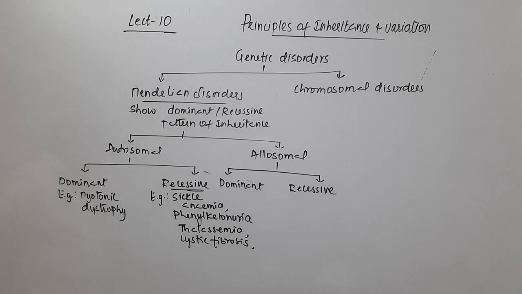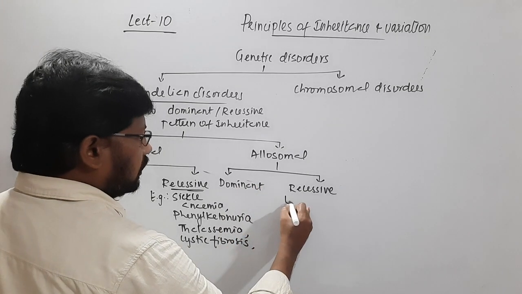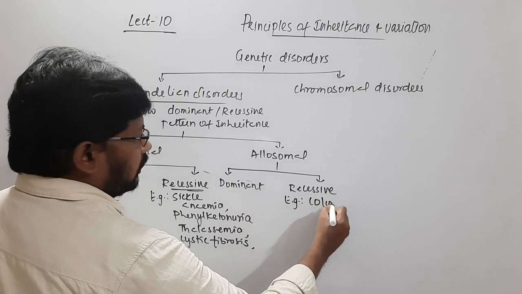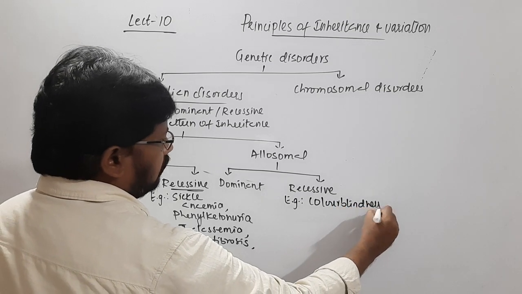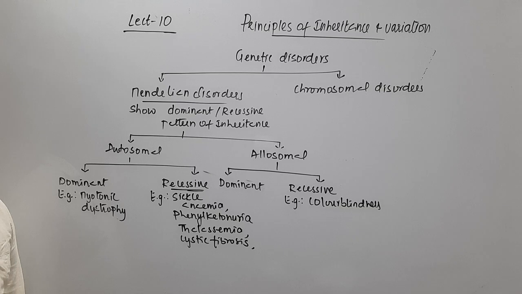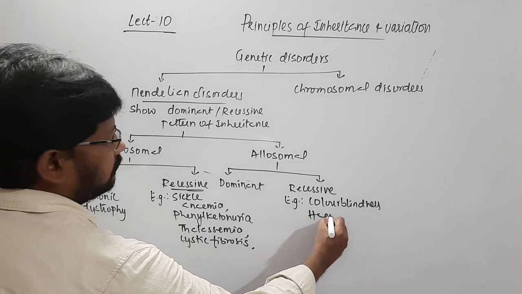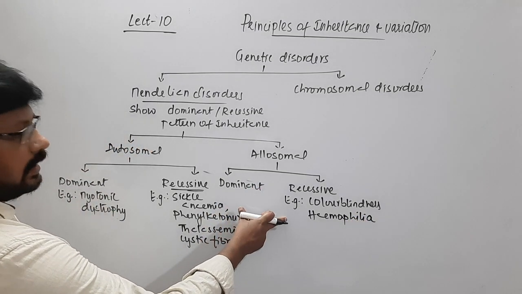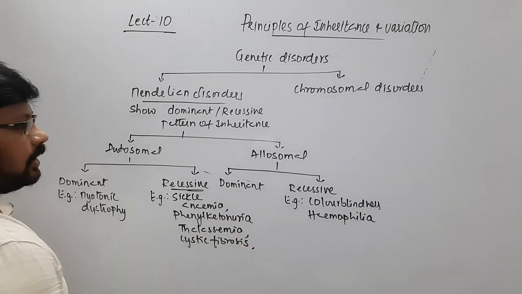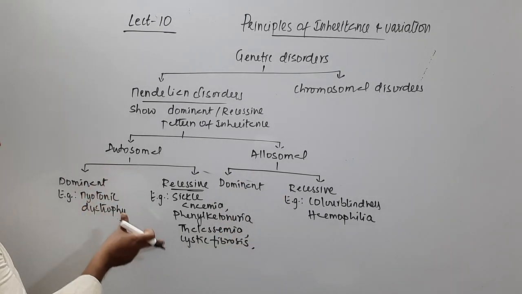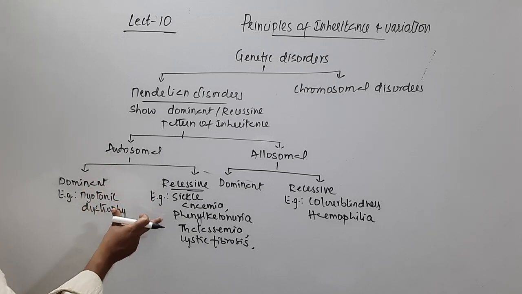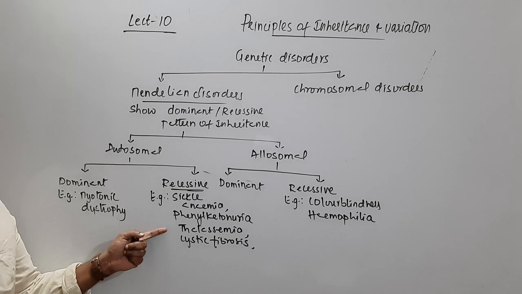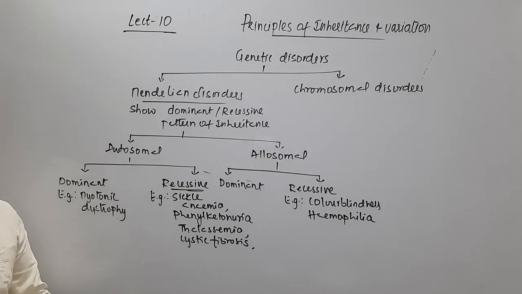Coming to the allosomal recessive, under this I'm going to explain color blindness, and also we will see hemophilia. So allosomal recessive: color blindness and hemophilia. And in autosomal recessive: sickle cell anemia, phenylketonuria, thalassemia, and cystic fibrosis are some genetic disorders which I will be discussing.